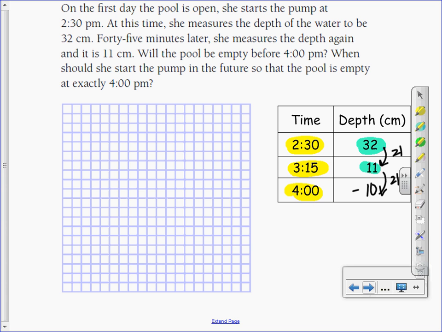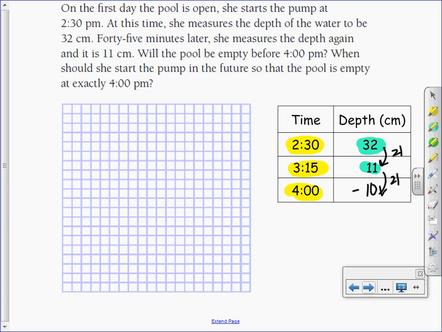And one thing that you're going to have to do then is to relate this expression to an equation and also to a line. So again, the time determines the depth. As time goes on, the depth changes. So the depth is decreasing at a rate of 21 centimeters every 3/4 of an hour, multiplied by the amount of hours. And then the starting point is at plus 32.